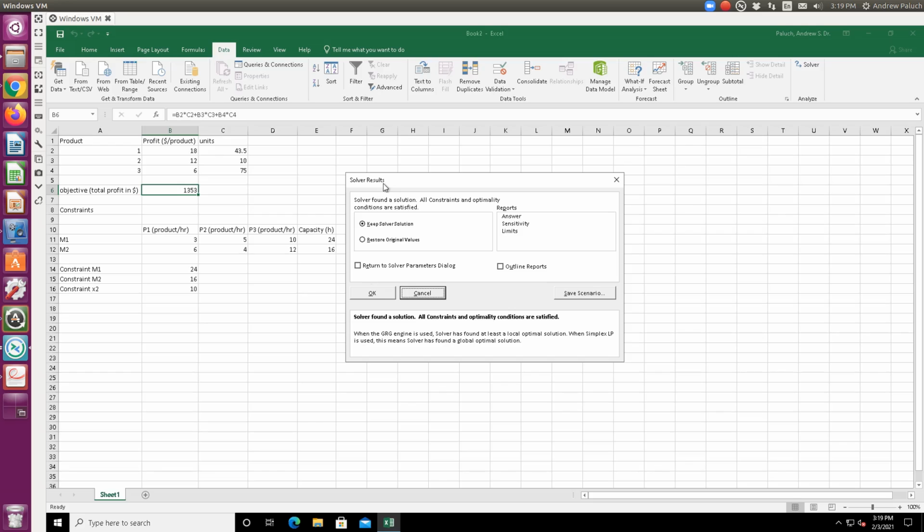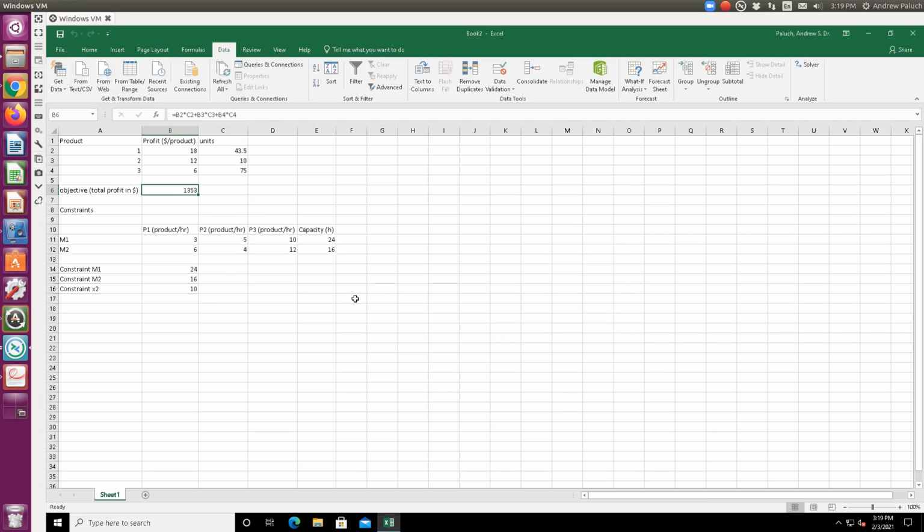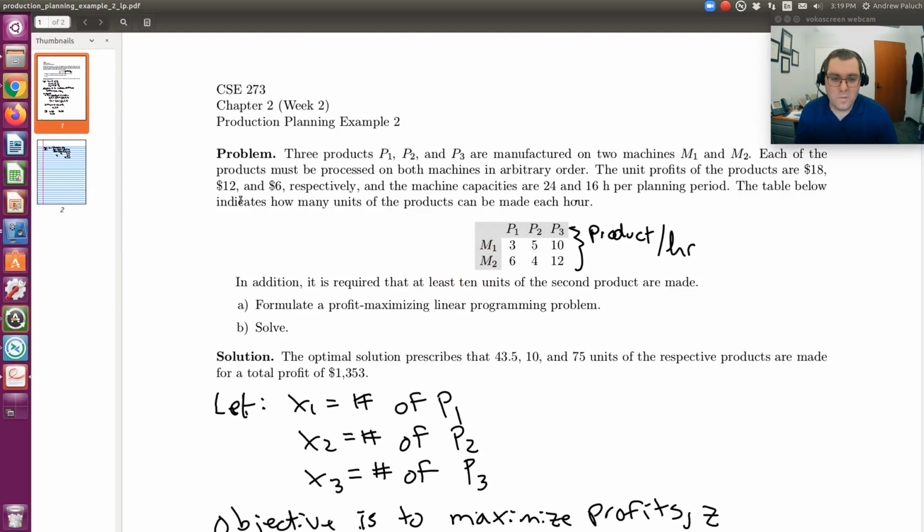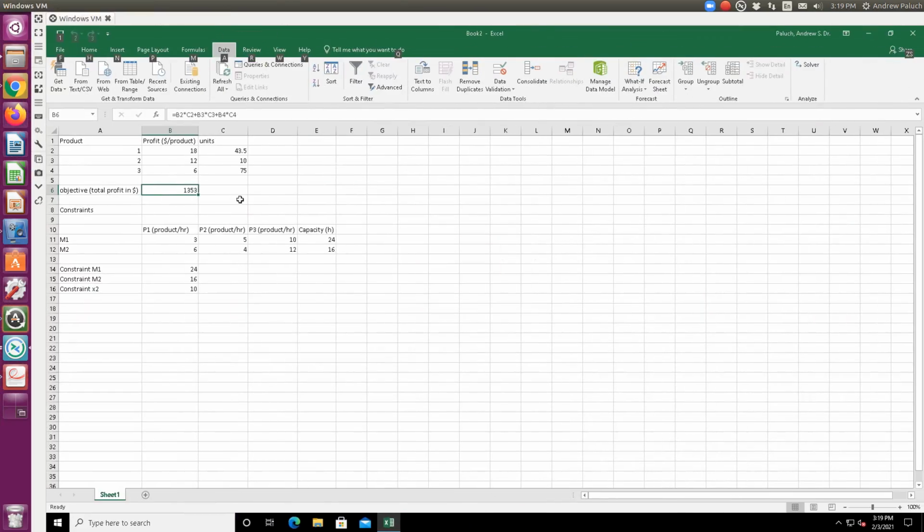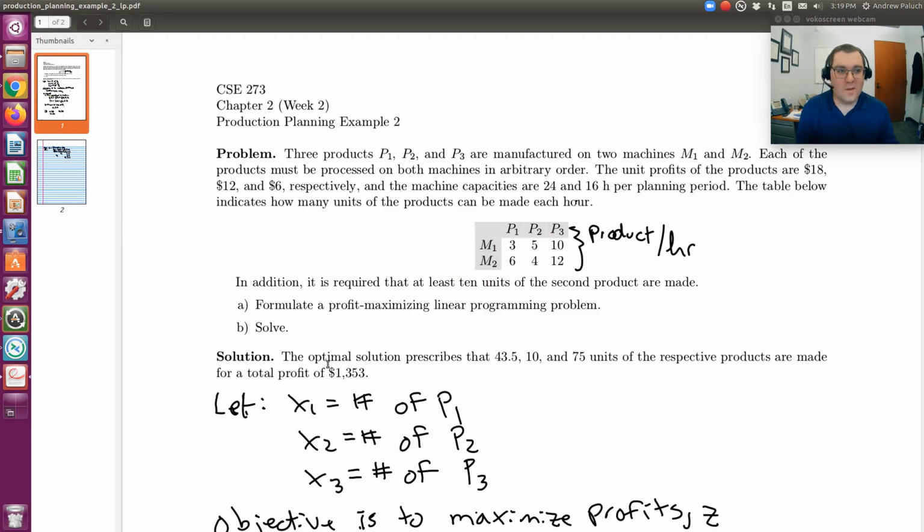Okay. It says that it found our answer, and that's what we get. So we get, let's see, 43.5 units of product 1, 10 units of product 2 and 75 units of product 3 for a profit of $1,353. Right? So solving, we're able to get the correct answer. Okay. So there you have it. We just solved the problem in Excel. And again, part of the fun of Excel and generalizing it like this is that you can play what if scenarios.